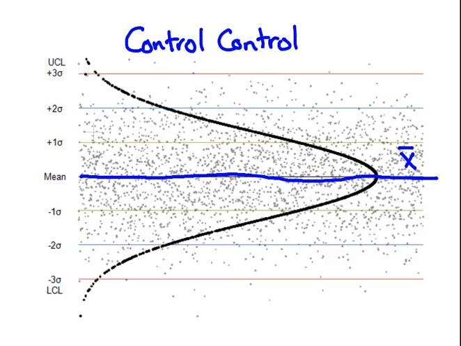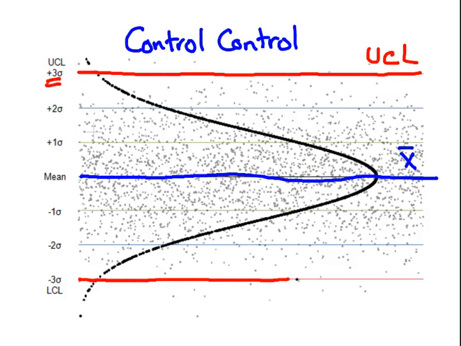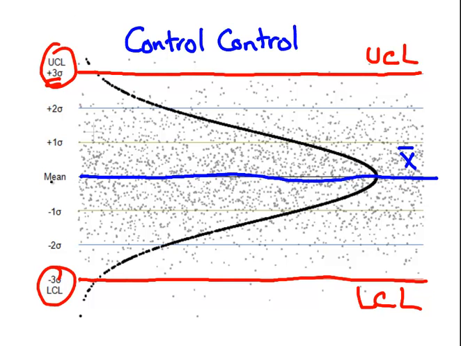Up at the top we have the upper control limit, UCL, and that is 3 standard deviations above the mean. And likewise down at the bottom we have the lower control limit, and that's 3 standard deviations below. So those are the 3 key lines that we would have on our control charts.